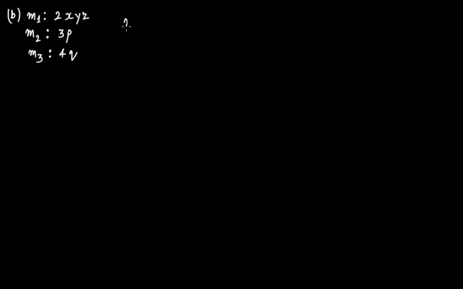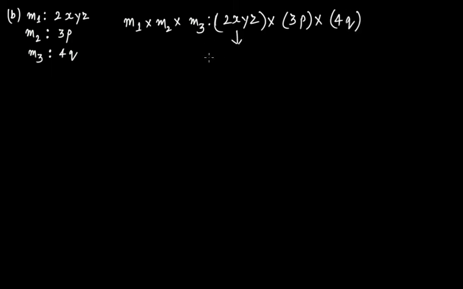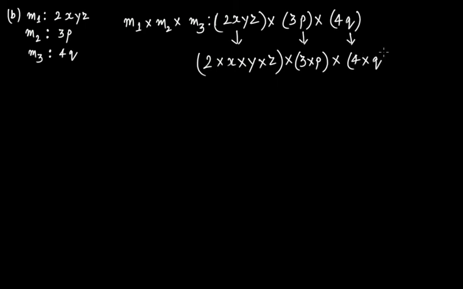Here we have to multiply m1, m2 and m3 together. It means what? 2xyz multiplied by 3p multiplied by 4q. If you simplify it, 2 multiplied by x multiplied by y multiplied by z. This 3p can be written as 3 multiplied by p, then multiplication sign, and this 4q can be written as 4 multiplied by q.